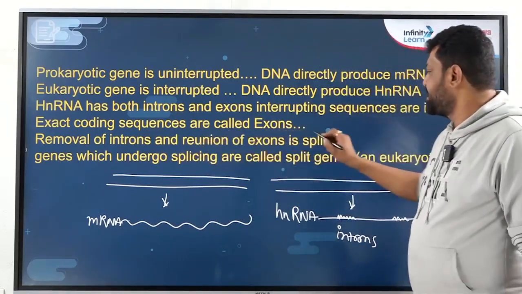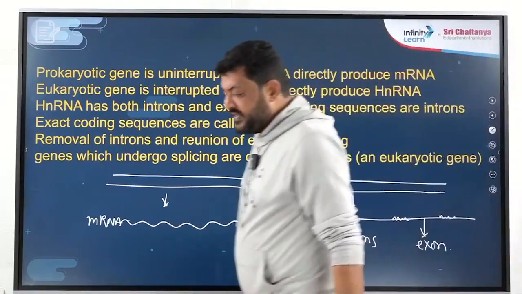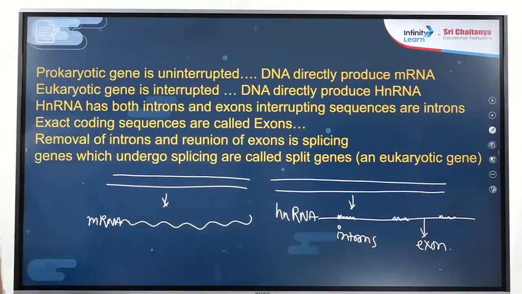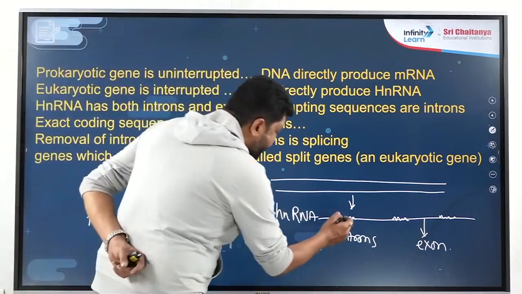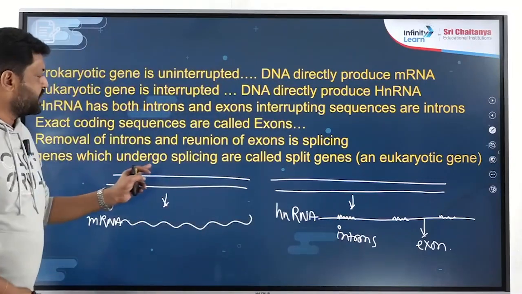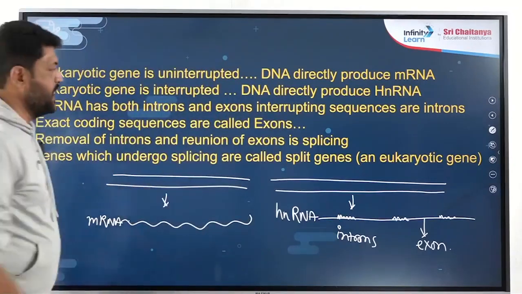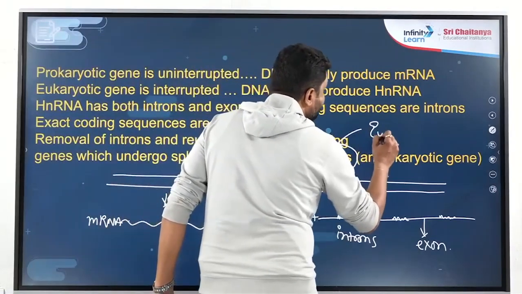Removal of introns and reunion of exons is called splicing. All you people know very well, the removal of introns, unwanted sequences which are useless sequences, has to be done. The removal of introns and reunion of exons is called splicing, and genes which undergo splicing are called split genes. So split genes, it is very clear, split genes are present in eukaryotes only.